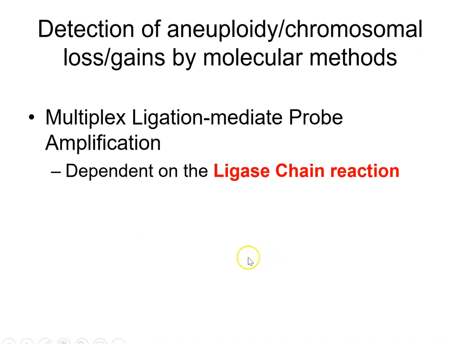So the first technique that I'm talking about is MLPA. And this is a technique that is used for the detection of chromosomal losses and gains, or losses and gains of individual genes, or losses or gains of individual exons within genes. So we use this assay if we want to simultaneously detect up to about 40 different targets for gene copy number or DNA copy number.